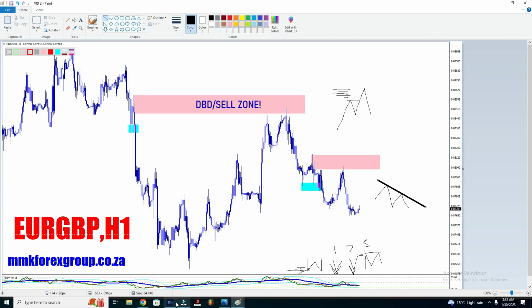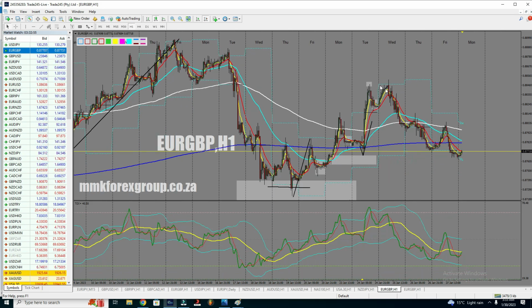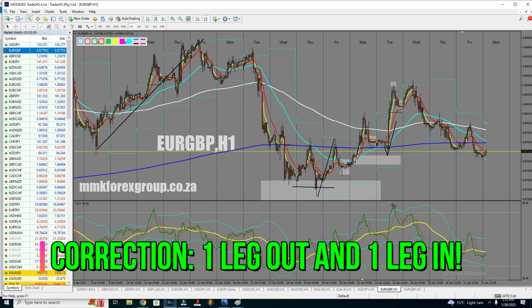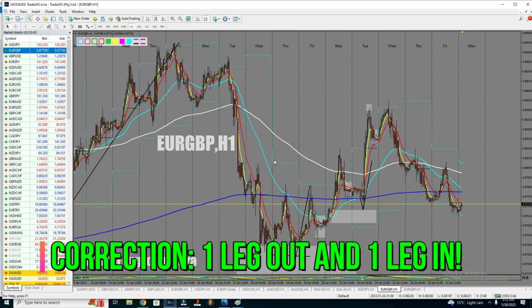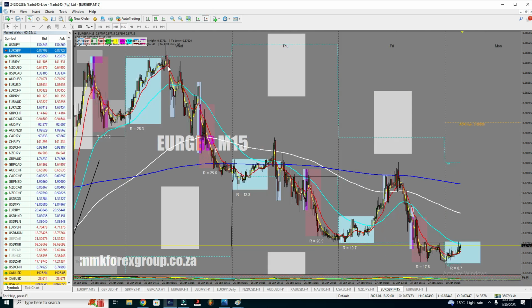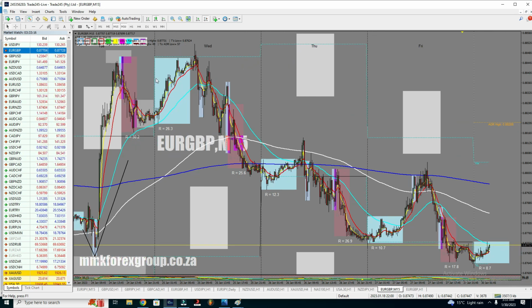So as you can see right here, if we check on our TDI when this happened, you had one leg in and you had one leg out. So this was a very nice peak formation that we had right there. From that area, remember we look to take our trades in the 15-minute time frame, but we can also go down to the M5. So look at what we had this day.